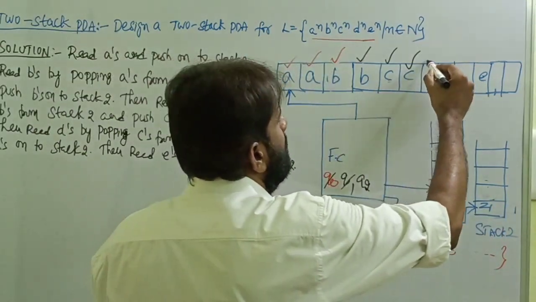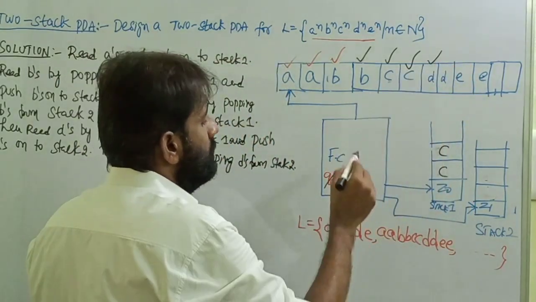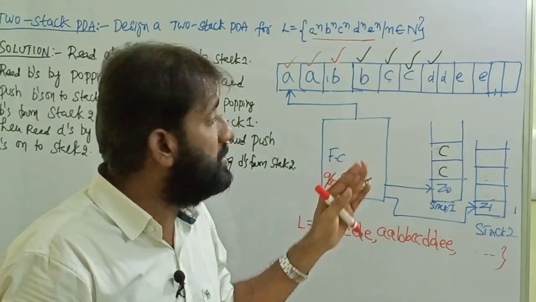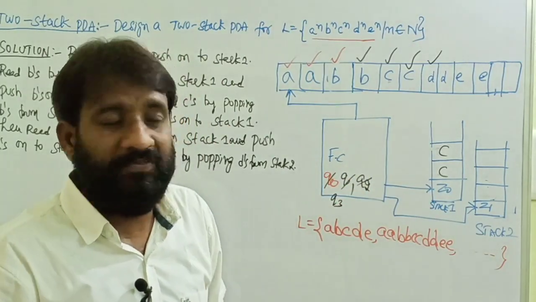Now what is the input symbol? D. So Q2 with D. Change state from Q2 to Q3, because we have to show that D's are now being read. We have to show some configuration difference.